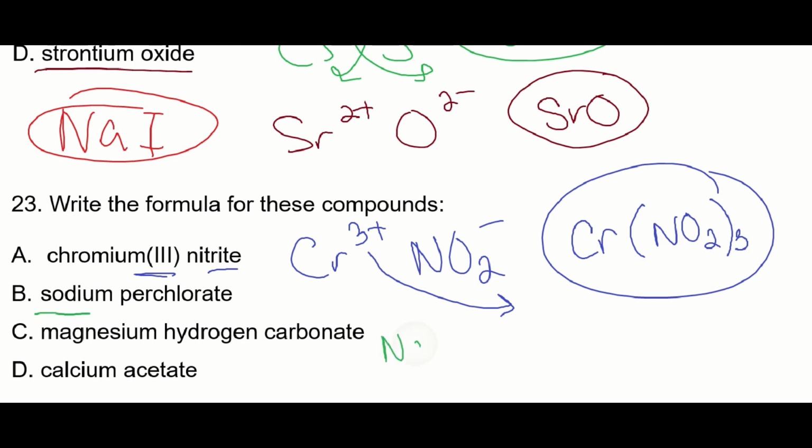Alright, sodium is Na, has a 1 positive charge. Think of hyper, it means 1 more oxygen. So chlorate has 3 oxygens. Perchlorate has 1 more than that. So ClO4, charge is still going to be the same. Those ones are going to cancel out, and the formula is going to be NaClO4.